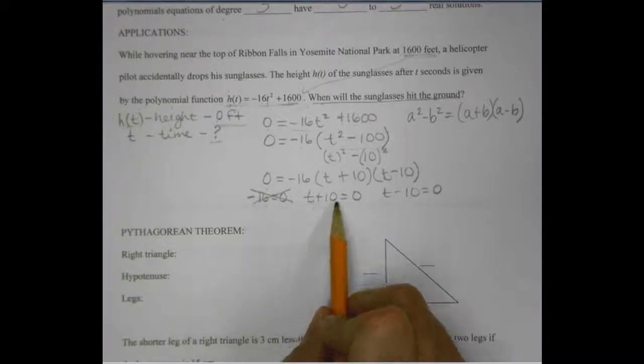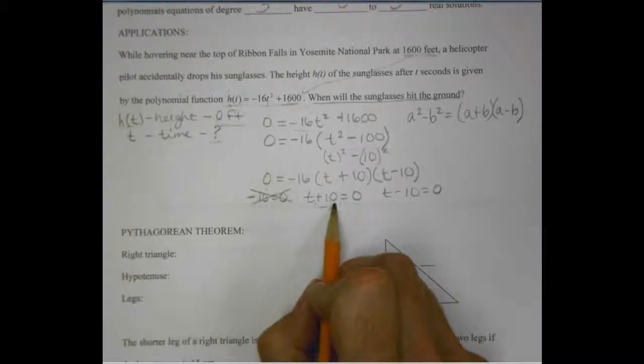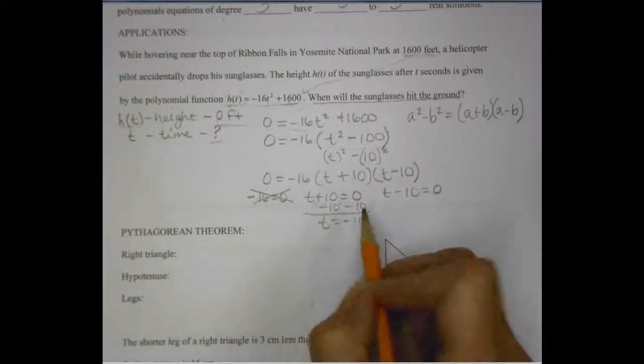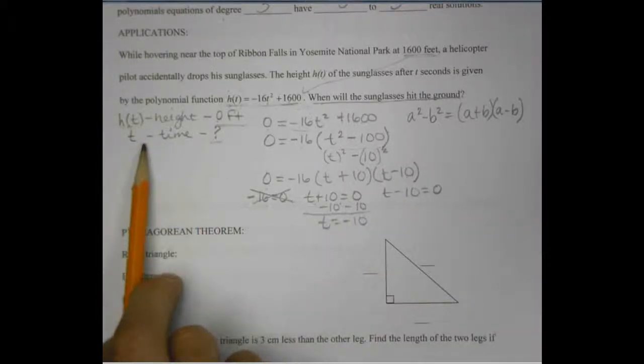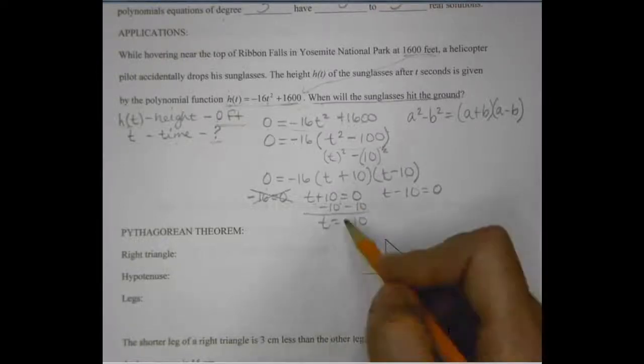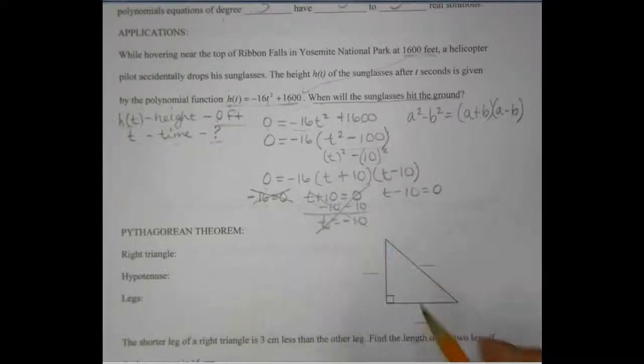The t plus 10 equals 0, I can just subtract 10 from both sides and get t equals negative 10. And when I think about what I'm looking for, I'm trying to find time. Can I have a time of negative 10 seconds after I drop the sunglasses? And the answer is no. It has to be a positive if we're talking about time. So I'll ignore this answer also.